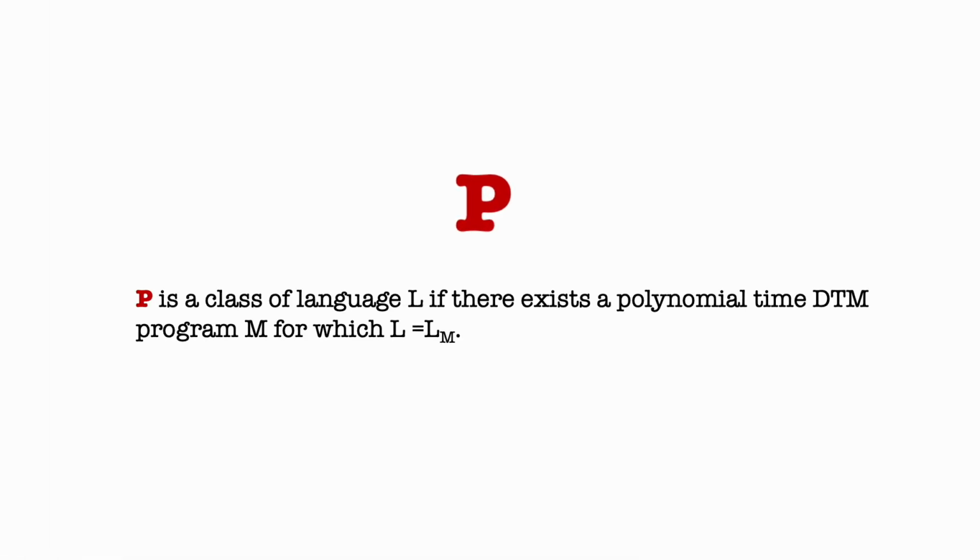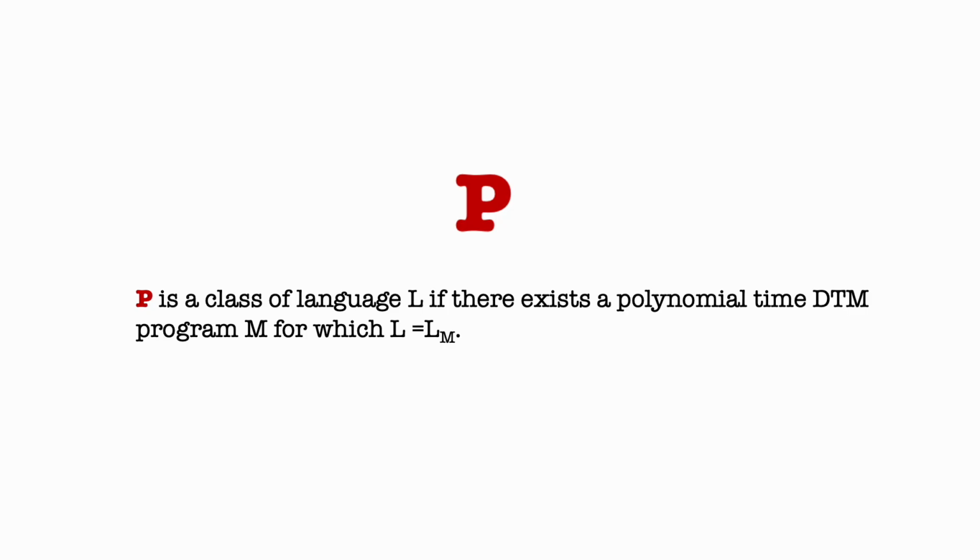Now, time has come to formally introduce the first complexity class P. P is a class of language L if there exists a polynomial time DTM program M for which L equals Lm. The language L that we care about is exactly the set of strings that the DTM program M accepts. So the DTM program M solves the decision problem defined by L.